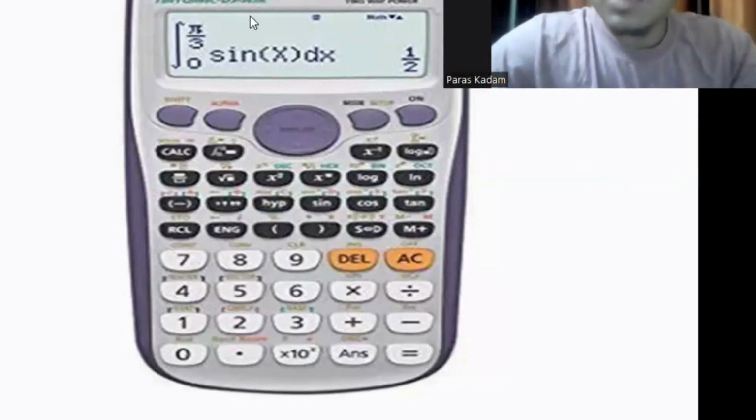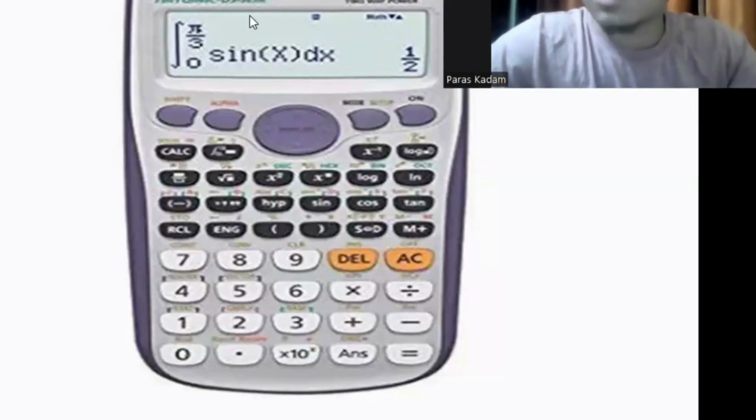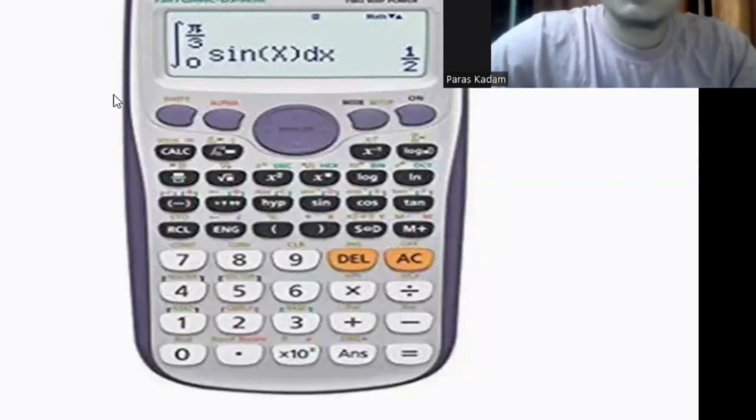And if you don't have this calculator, you can also use it online through an app on the Play Store. Just type scientific calculator. On downloading that app, you will get this calculator and you can solve problems.